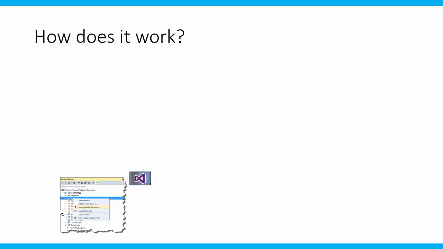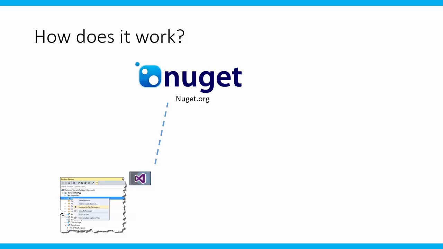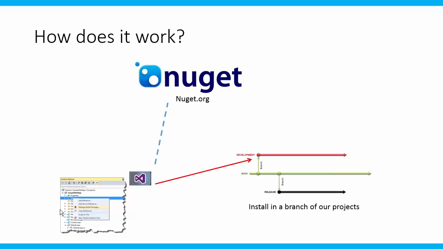So how does it actually work? Well, from Visual Studio, we right click on our project. It brings us our node. We can see the manage NuGet packages from here. This will actually talk to NuGet.org and give us a list of packages. We can then basically install our components into any branch that we want.